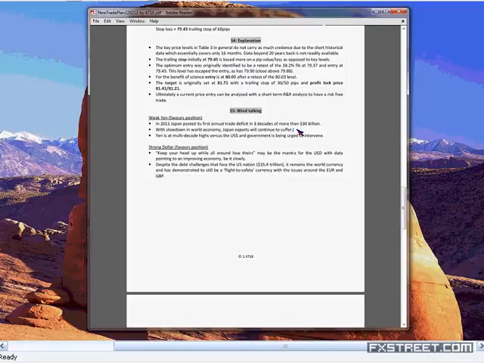Weak yen. Previously in 2011, Japan posted its first annual trade deficit in 3 decades of more than 30%. With the slowdown in the world economy, Japan exports will continue to suffer. That's a good point. Yen is at a multi-decade high versus the US dollar. Government is being urged to intervene.